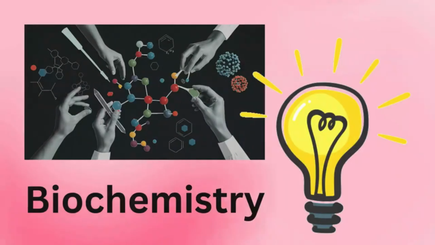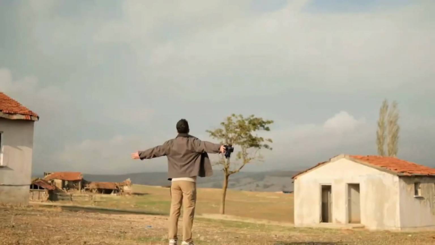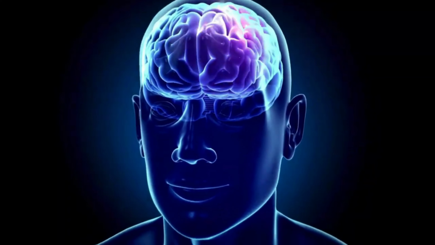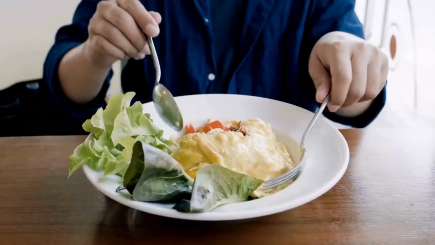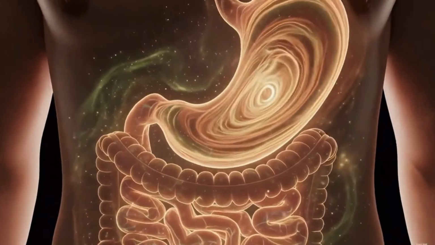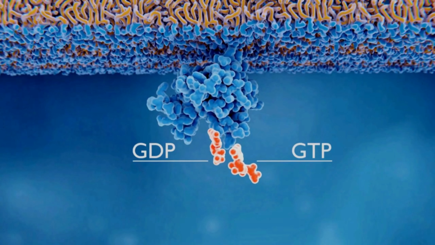Biochemistry helps us understand what is happening inside living cells at the molecular level. Every activity in our body, from breathing to thinking, depends on chemical reactions. Biology tells us what happens, and chemistry explains how it happens. For example, when we eat food, enzymes break it down into simpler molecules. These enzymes are biological, but their action is completely chemical.